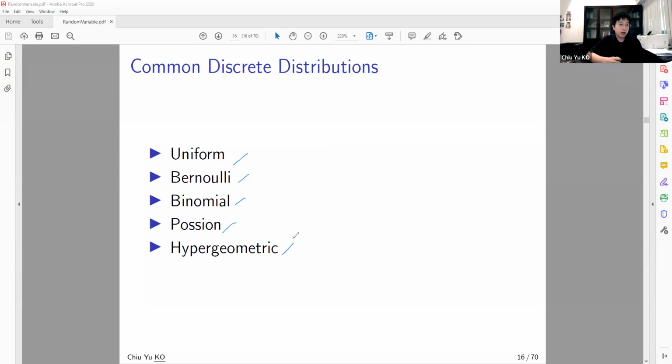So why do we care about this? Because these are usually coming from actual applications. They have a very useful meaning. Let's see them one by one, and then you will appreciate why we want to learn this. And their particular formulas turn out to be very useful.